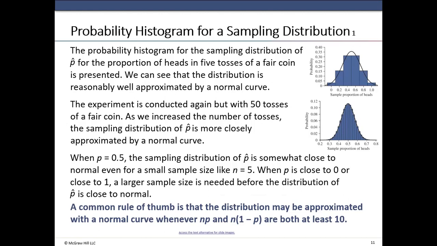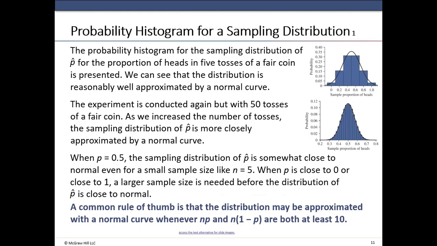However, in the second case, when I'm tossing the coin n equal to 50 times, 50 multiplied by p, 0.5, is 25, and that is greater than 10. So we can represent the sampling distribution by a smooth bell-shaped curve, as in the second case, because n is 50 and n times p is greater than or equal to 10.